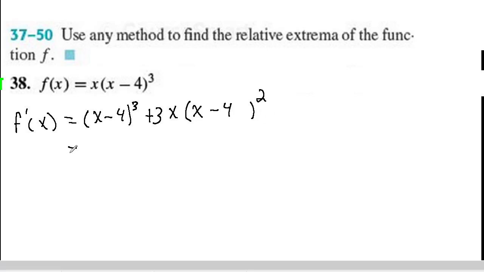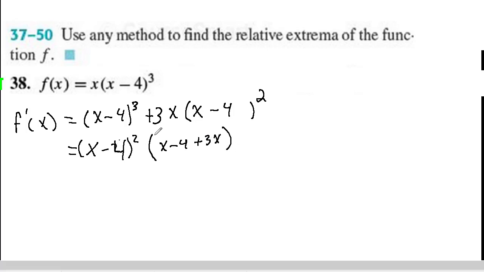To help us see where our critical points are, we can see that we have 3 factors of x minus 4 here, and we have 2 factors of x minus 4 here. So we can factor out 2 factors of the x minus 4. And when we do that, that will leave behind x minus 4 plus 3x.